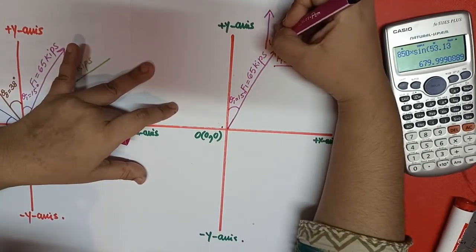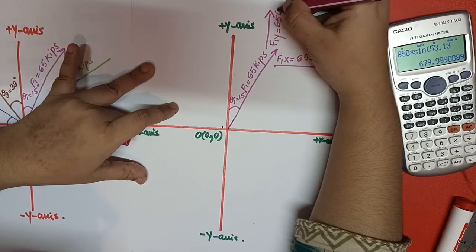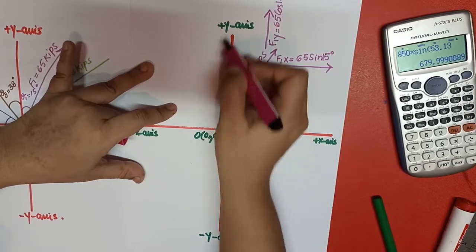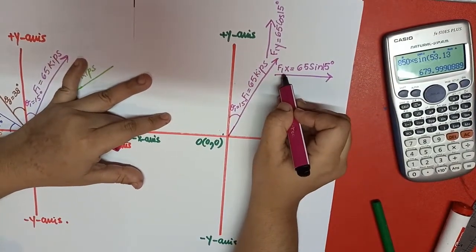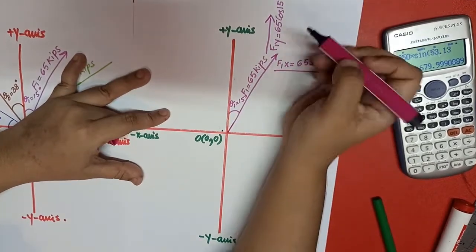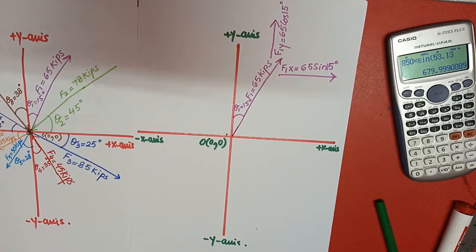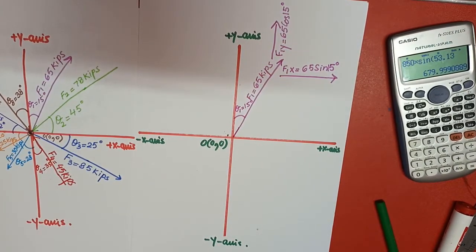So F1y is equal to 65 cos 15 degrees, and keep in mind the angle is attached with the positive y-axis, so that's why I am taking sine for the horizontal component and cos for the vertical component. Keep it in mind. So both components should be positive. This is force number 1.